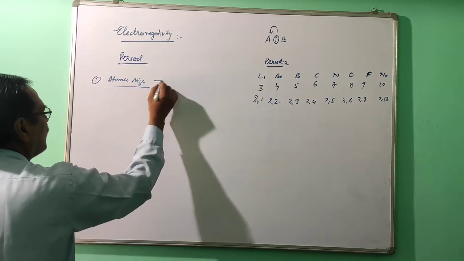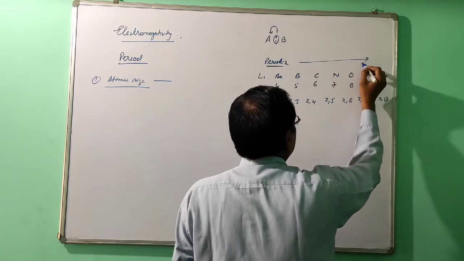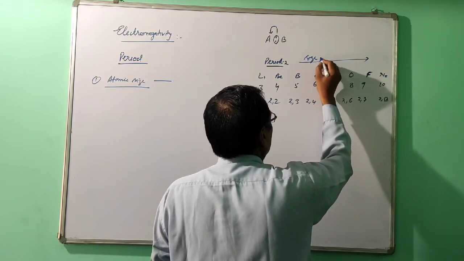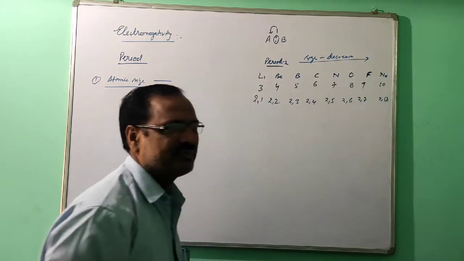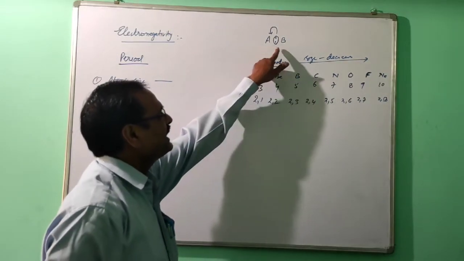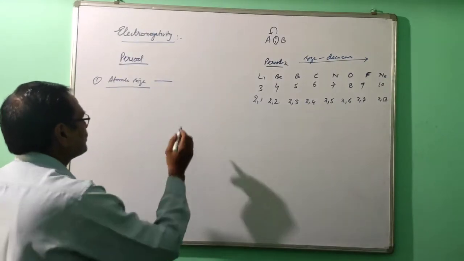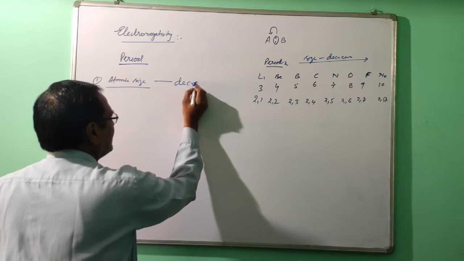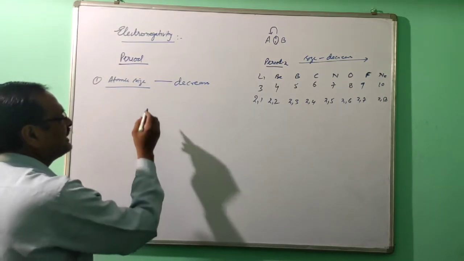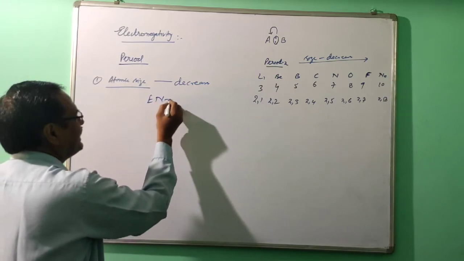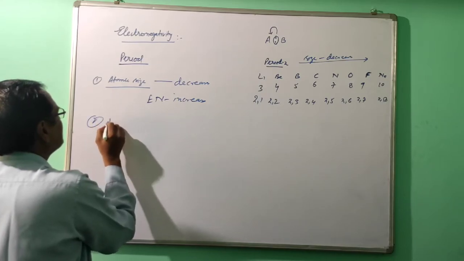So now when you move in a period from left to right, what about the atomic size? You know that atomic size decreases. So if the atomic size decreases, the tendency to attract the shared pair of electrons increases. So electronegativity increases. Now the second factor is nuclear charge.